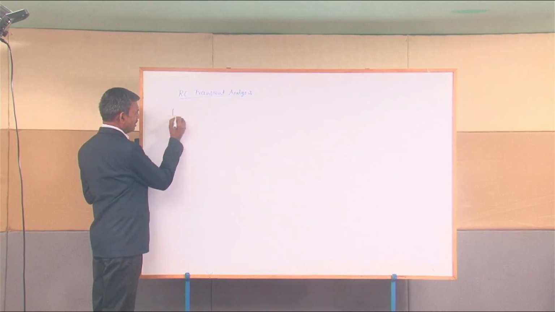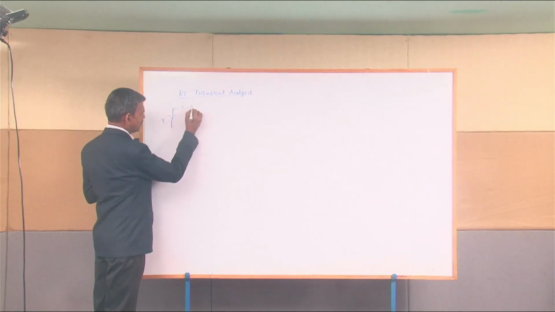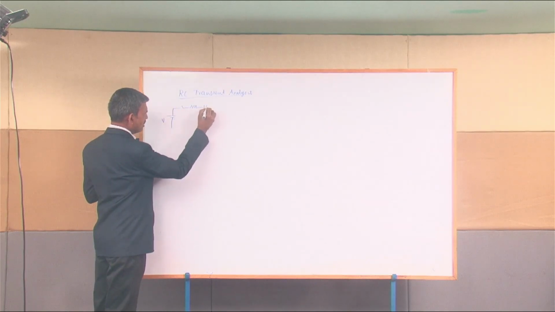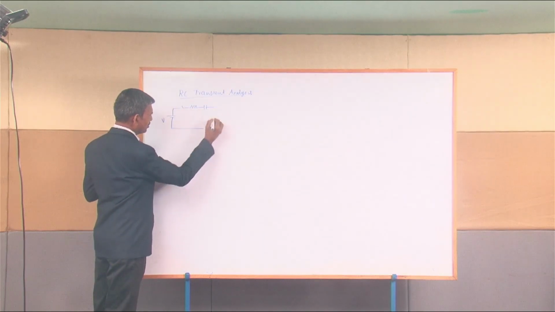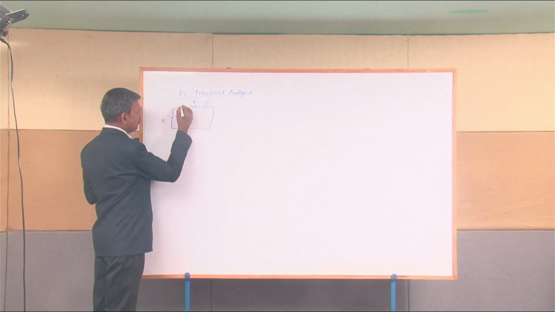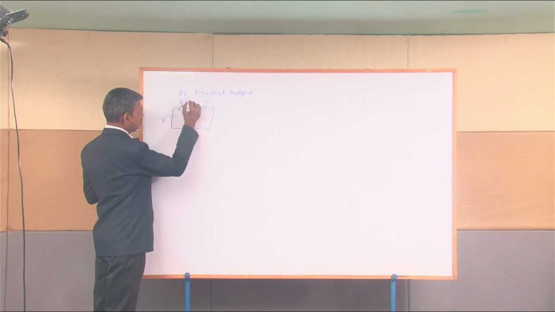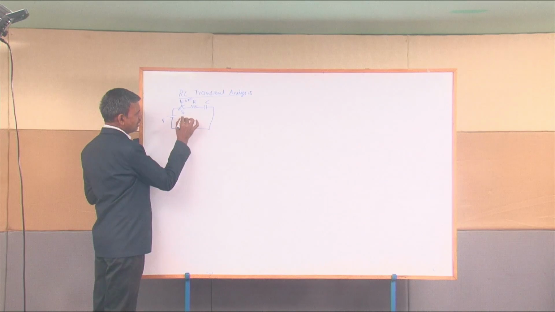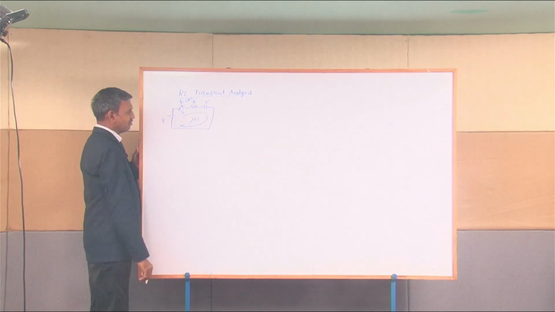We are applying a DC voltage V through a switch. We take R and C, both elements connected in series. Now, we close the switch S at t equal to 0 seconds. The current flowing through this circuit we take as I of t.